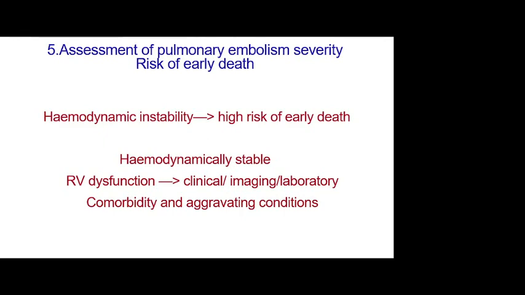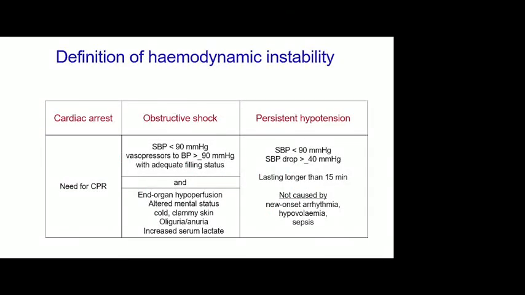So if the patient is hemodynamically stable, then we have to look for other parameters to assess the prognosis, especially early hospital prognosis. Once the patient is hemodynamically stable, we have to look for right ventricular dysfunction. It can be assessed clinically, with imaging, and or with laboratory markers. At the same time, we have to look for comorbidities and aggravating conditions which are associated, making the patient's prognosis worse.